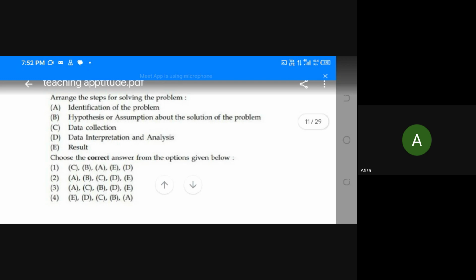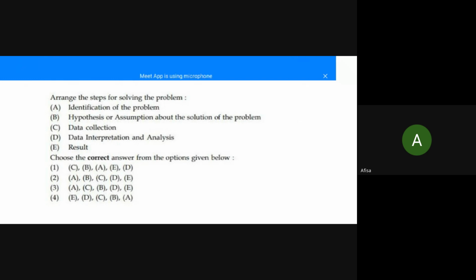So the answer is the second one, A, B, C, D, E. That is given in correct order. First, we have to identify a problem. Whenever we are given a problem, first we have to identify the problem. What is our problem? The next step is hypothesis or assumption about the solution of the problem. Then we have to assume, or create a hypothesis on solving this problem. How can we solve this problem?